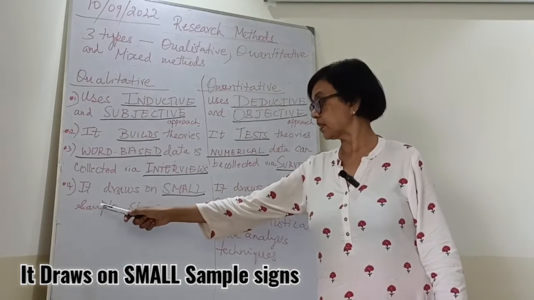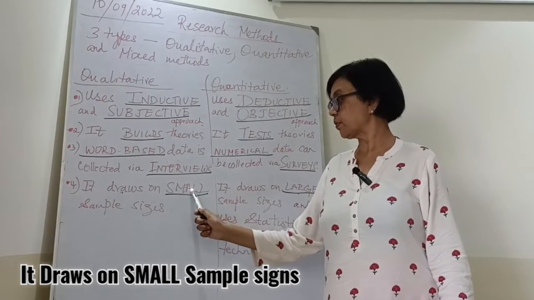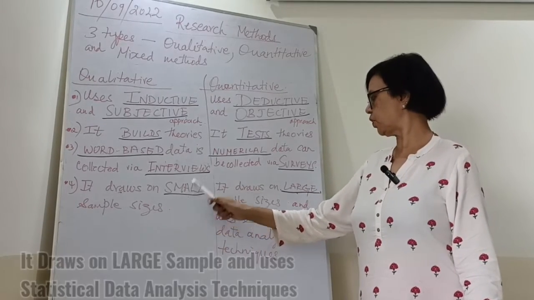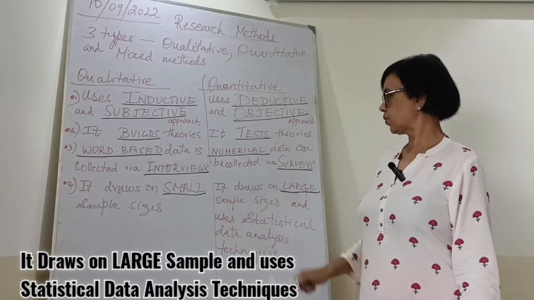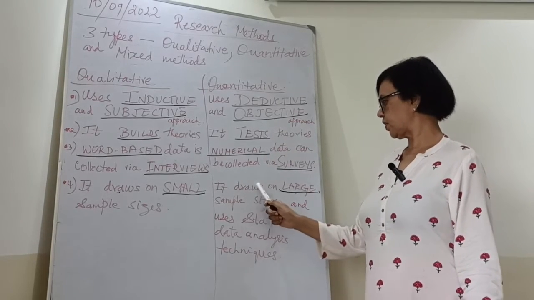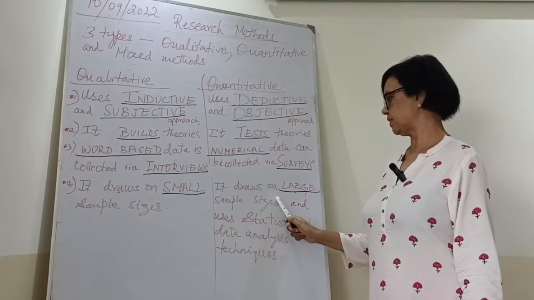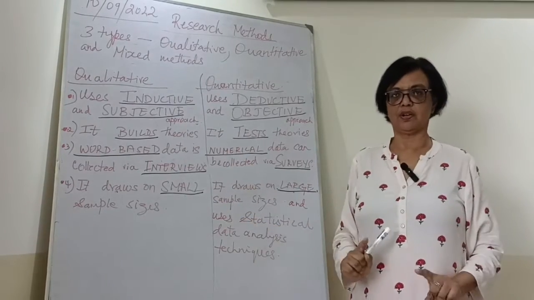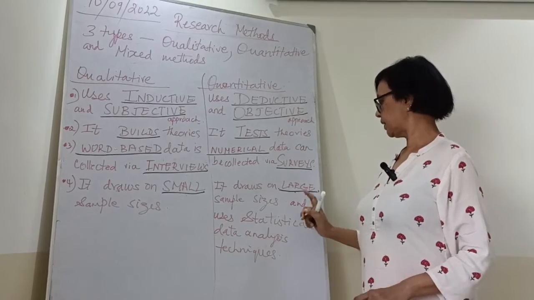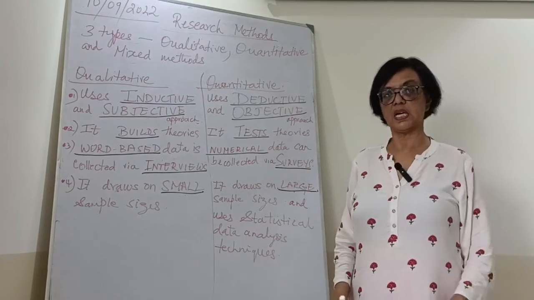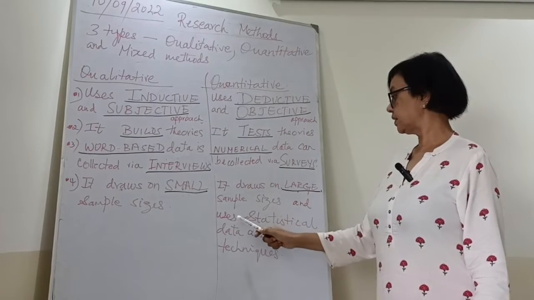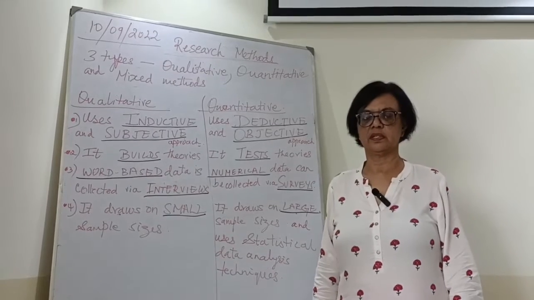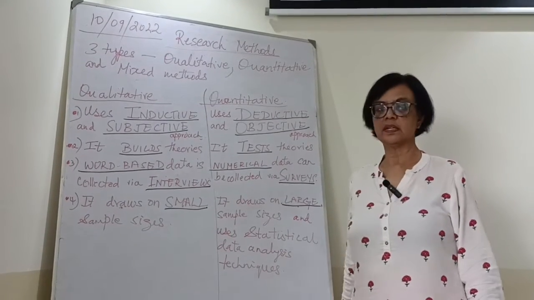Now the last one is it draws on small sample sizes. See here the different small sample sizes. Whereas in quantitative research methods, it draws on large sample sizes. The sample sizes here in qualitative research method is small, whereas in quantitative it is big sizes, large sizes, and it uses statistical data analysis techniques.